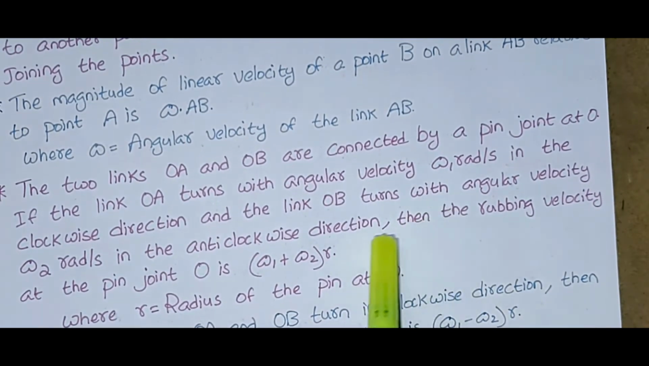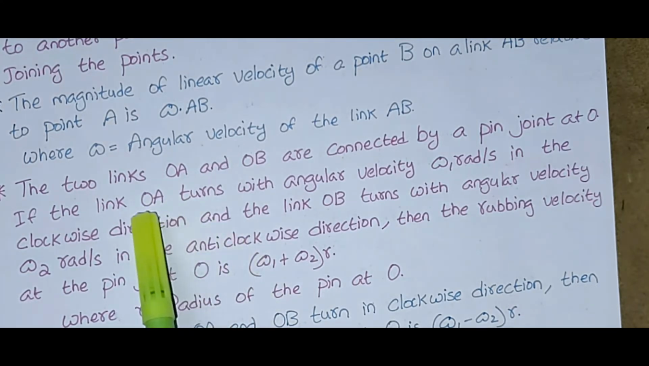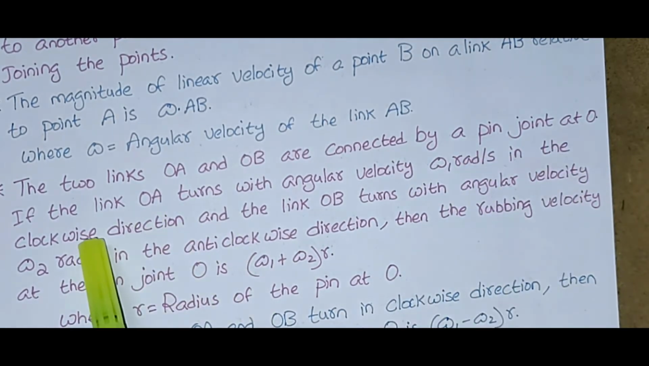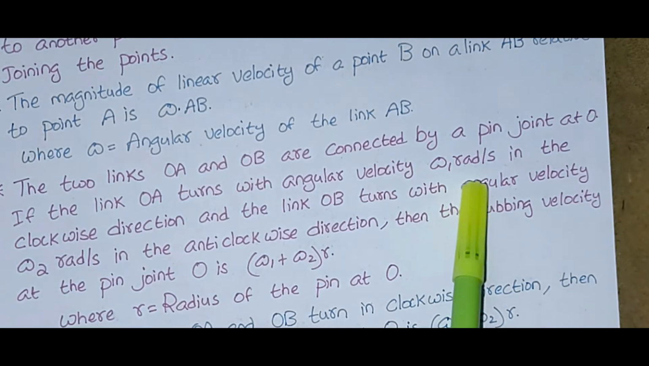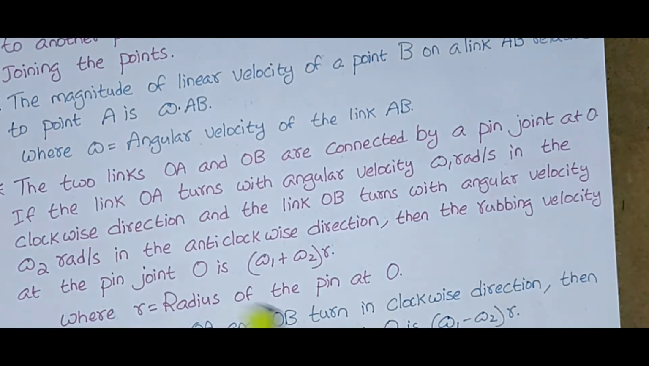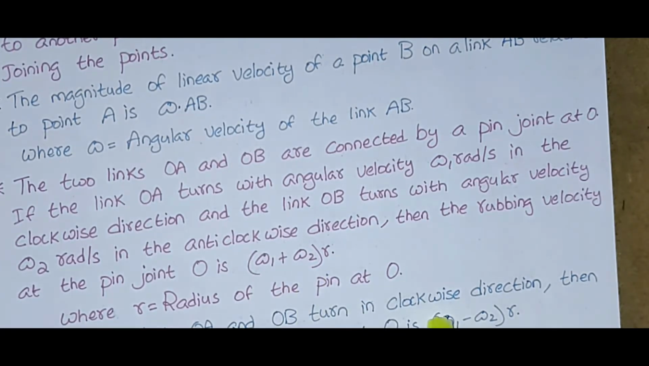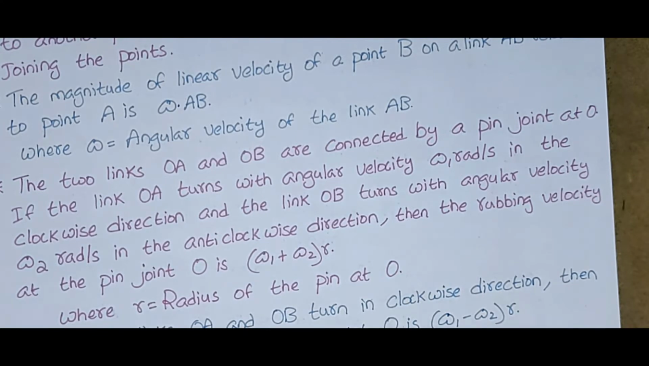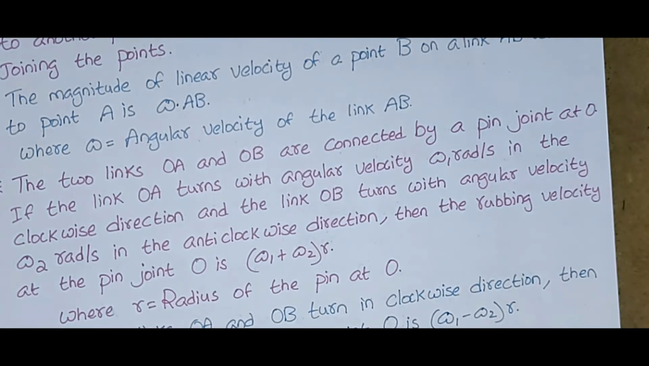Whereas in the previous case, two links OA and OB are connected by a pin joint at O. If the link OA turns with angular velocity omega in the clockwise direction, and the other in the anti-clockwise direction, we get the resultant omega 1 plus omega 2 into R. But when both turn in the clockwise direction, the rubbing velocity is omega 1 minus omega 2 into R. So you have to read it properly, then only you can understand what the examiner is asking exactly.